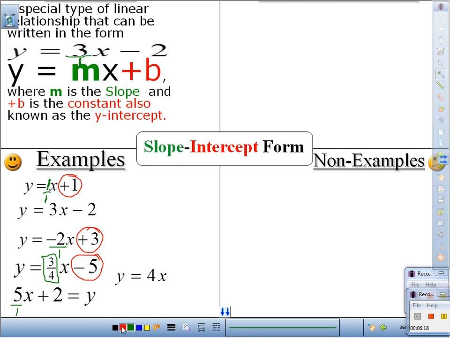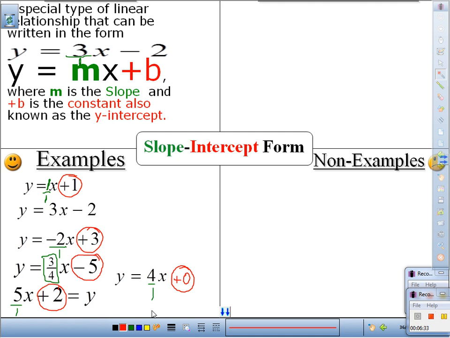5/1. And what is our y-intercept? 2. Okay, here goes this one. This one has a little curveball to it. Let's see. What is our slope? 4/1. What is our y-intercept? That is correct, because we would write +0, because there's nothing there.